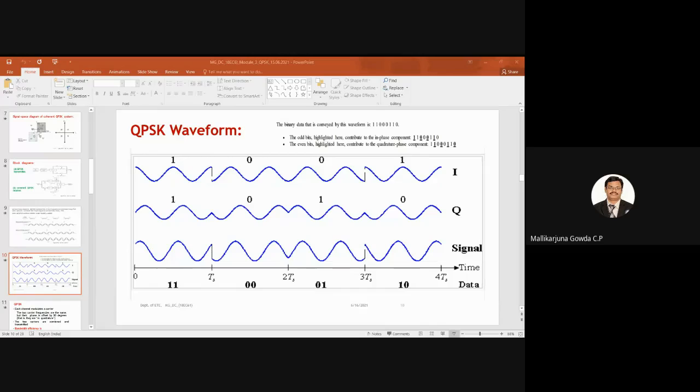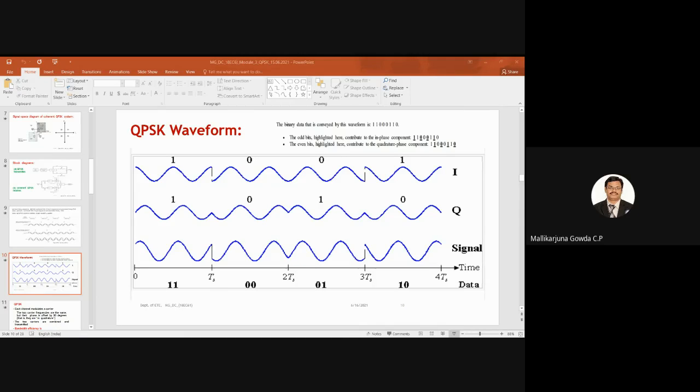Next one is what? 0, 1. For 0, 1, the phase shift will be 7 pi by 4, that is 315 degree. So that is why it starts with 315 degree and ends with 315 degree. I hope you will understand this 315 degree, right?